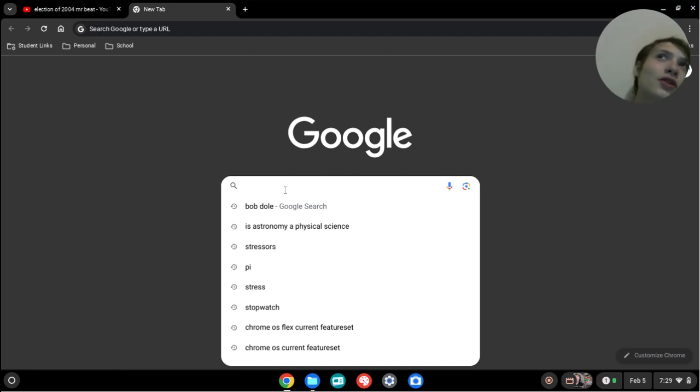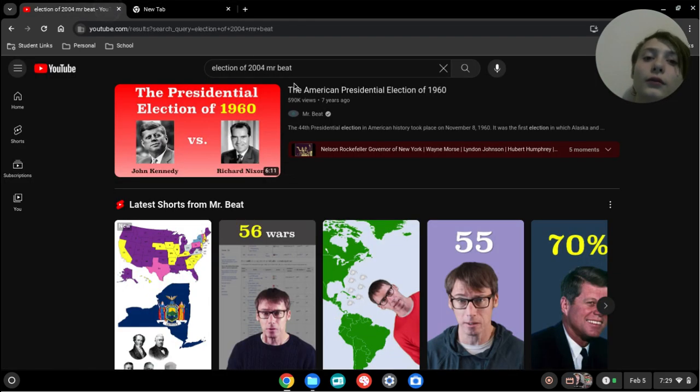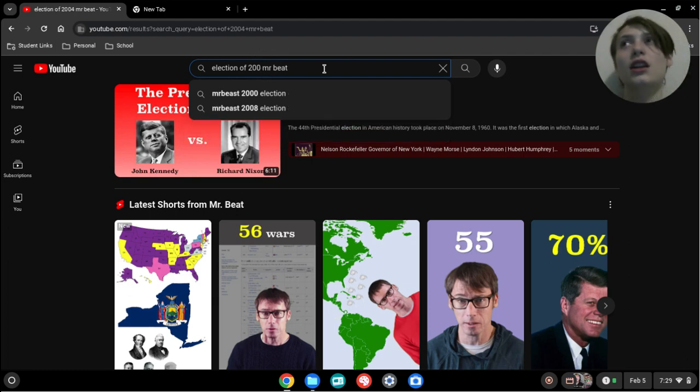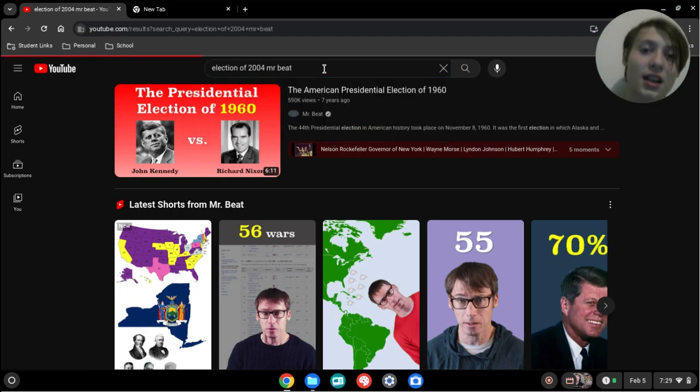2004, George W. Bush and Dick Cheney ran again. And Democrats nominated John Kerry with John Edwards as his running mate. And George W. Bush, in another close election, won a second term.